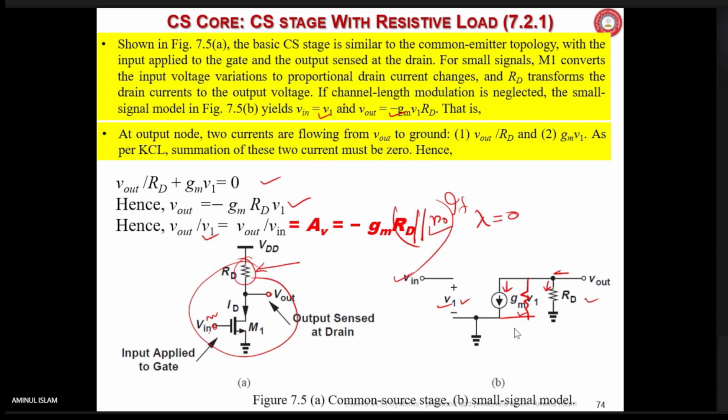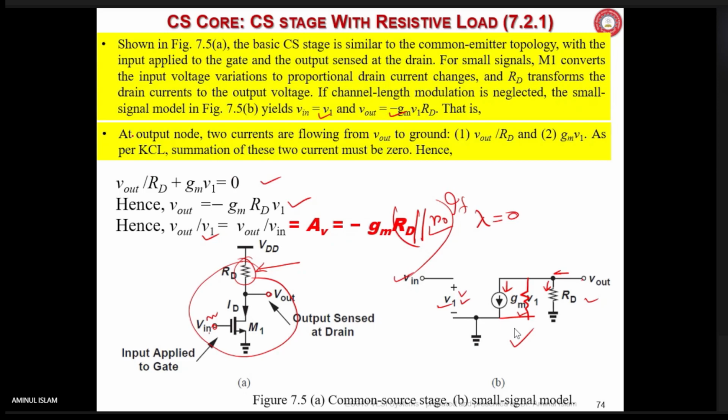If channel length modulation is neglected, the small signal model is here, which is V in equals to V1 and V out equals to minus GM V1 RD. Is it understood? V out equals to minus GM V1 RD.